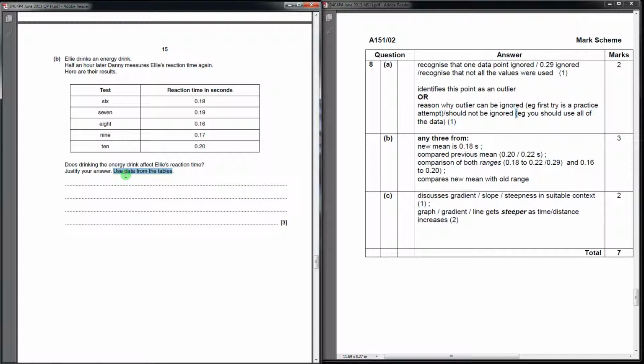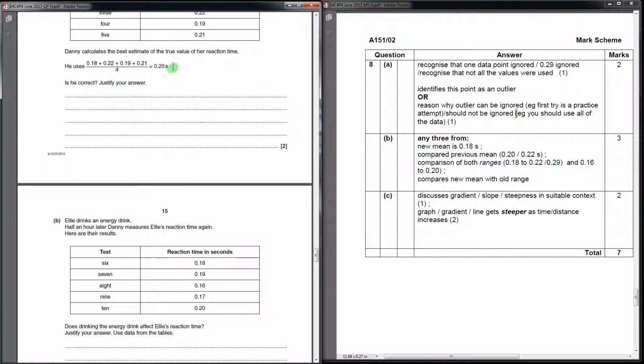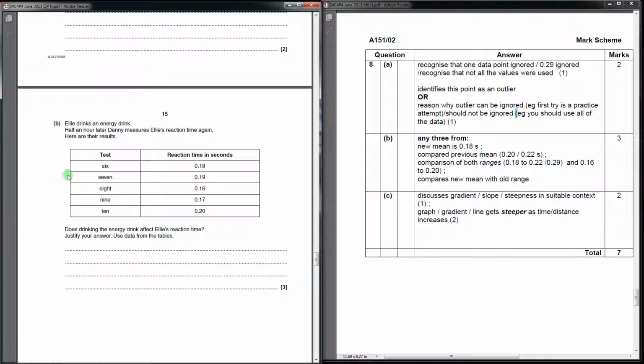Whenever you see anything like use data from the tables, you must at the very least be quoting some numbers from the table and probably doing a calculation, especially when you look and see there's 3 marks here. That's quite a lot of marks to get for a fairly simple statement. Okay, so if they've calculated a mean before to get a best estimate, then it would be silly not to do it when you've got another data set to do it with. So just do what they've done in the first part of the question, and if you do that calculation with all 5 here, because there's not an outlier there, okay, then you get a mean of 0.18.